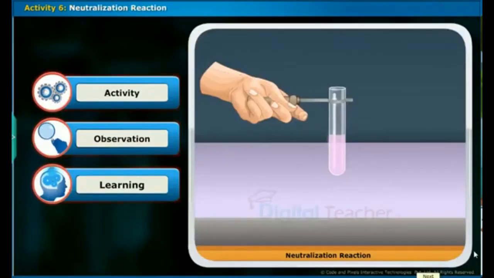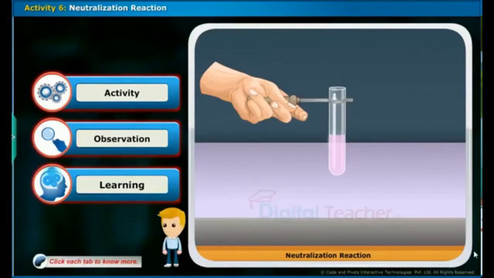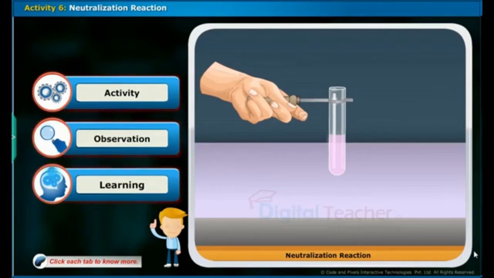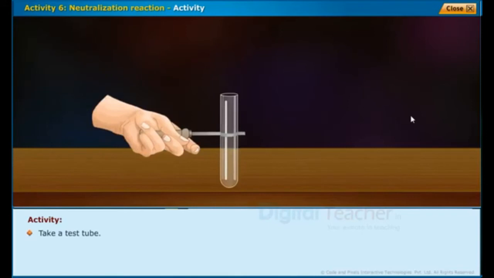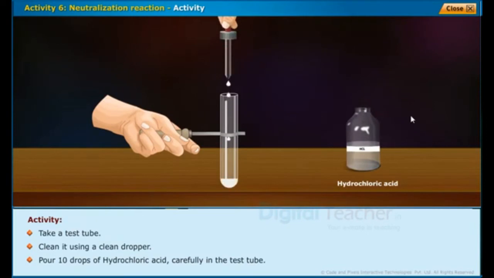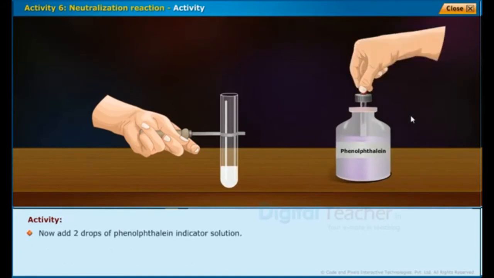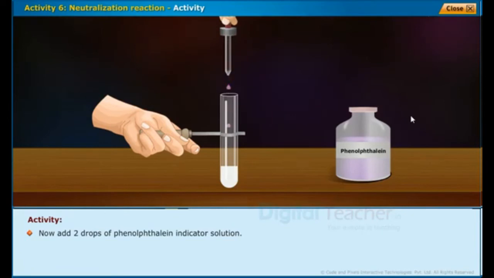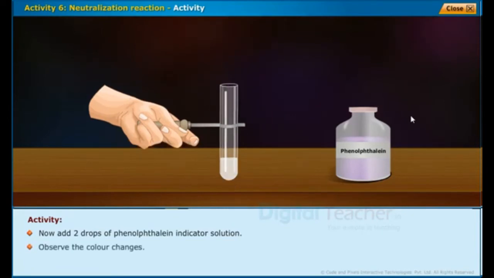Let us perform an activity to know about neutralization reaction. Click each tab to know more. Take a test tube, clean it using a clean dropper. Pour 10 drops of hydrochloric acid carefully in the test tube. Now, add 2 drops of phenolphthalein indicator solution. Observe the color changes.